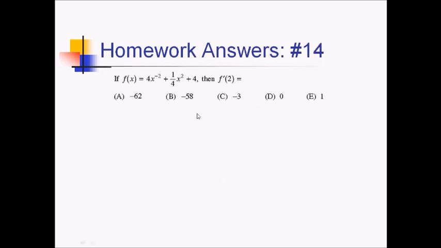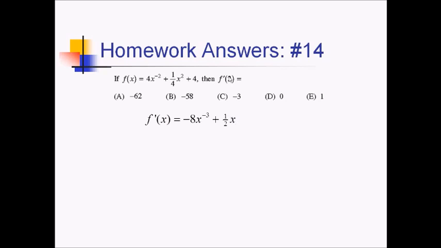On this problem, we want f prime of 2 given this f of x function right here. So I have to first take the derivative of this function and then plug 2 into it. Using my power rule from left to right, I've got negative 8 times x to the negative 3rd if I do negative 2 minus 1. Next, I've got, let's see, 2 times 1/4 is 1/2 x to the first power. And then derivative of 4, well, 4 is a constant, so that derivative is just 0. We don't have to write it.